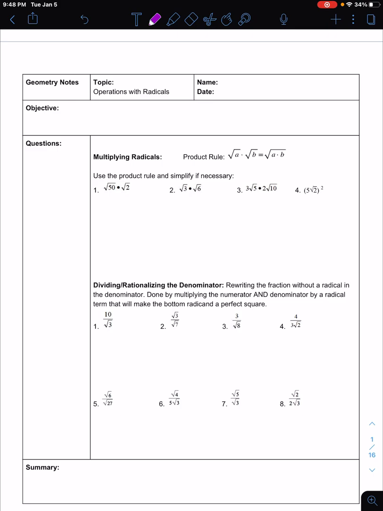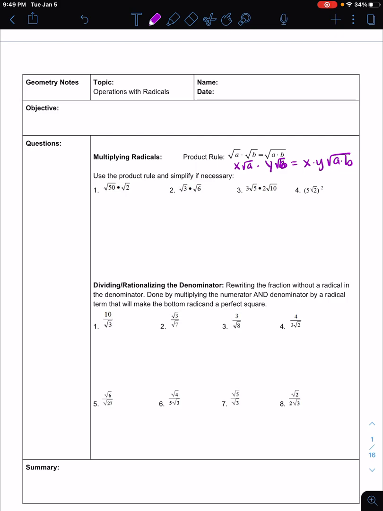So your product rule, and we kind of got into the product rule yesterday a little bit with simplifying radicals, just says that if both of the numbers are underneath the square root, they can be multiplied together. And then we also have an additional rule that says x times the square root of a times y times the square root of b would be x times y outside the square root, and then a times b underneath the square root. And then we would simplify using the rules that we learned yesterday.